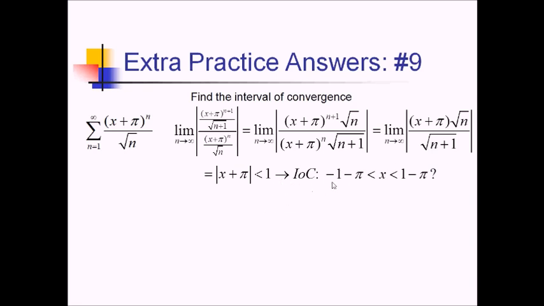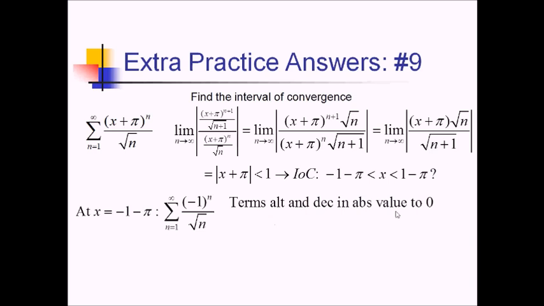So at x equals -1 minus pi, let's see what that does to the original series. If I plug that in for x, I'm going to have -1 minus pi plus pi. That cancels the pi's. So that's just (-1)^n over radical n. Now this is a series that alternates, and since the denominator is increasing, this is going to decrease in absolute value to 0. So this series actually converges by the alternating series test.